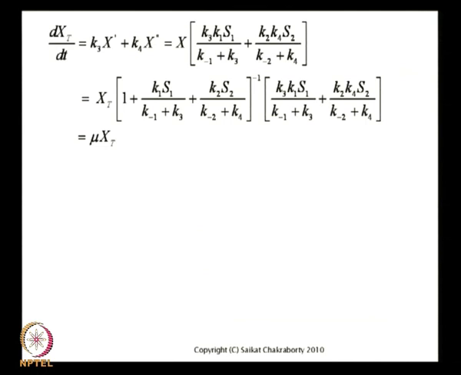Okay. So, now we take the derivative. dx dt, d dt of x t, is k 3 x prime plus k 4 x double prime. So, you do the same thing again: you replace your x prime by what you got from the pseudo steady state approximation, and you replace your x double prime by what you got from the pseudo steady state approximation. Fine.